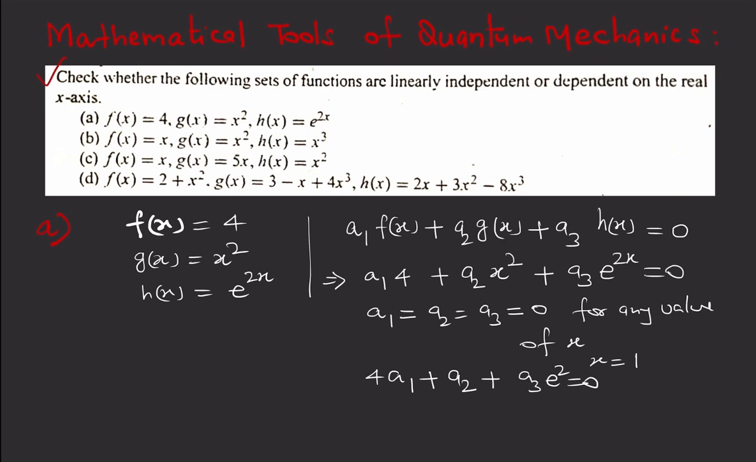Therefore, the given set of functions f(x), g(x), h(x) are linearly independent. Now let us check the second set of functions, that is f(x) is equal to x, g(x) is equal to x square, h(x) is equal to x cube.